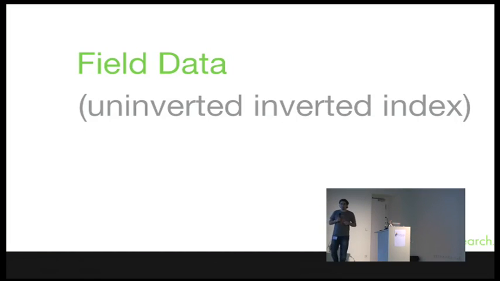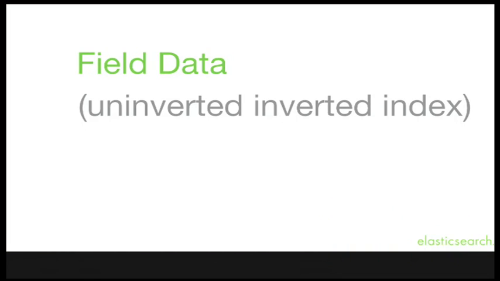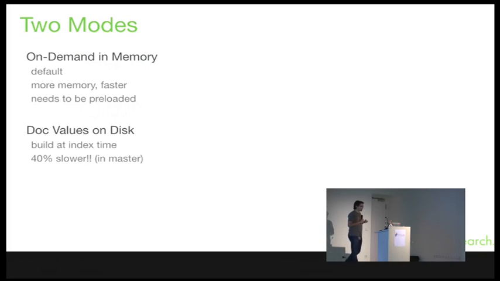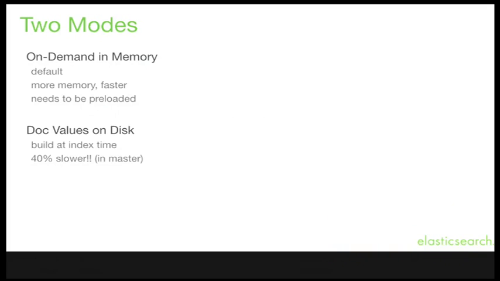So how is this implemented? We've seen the inverted index, and that's really not a good data structure for this. So for this, we actually have a different one. We take the inverted index and we uninvert it. So it's the field data structure, and we call it the uninverted inverted index, because that's always fun to say. And there are two different ways you can actually use those. By default, when you first need this data structure, we'll uninvert the index and load it all into memory. And that's obviously very fast once you have it in memory, but it obviously eats a lot of memory.